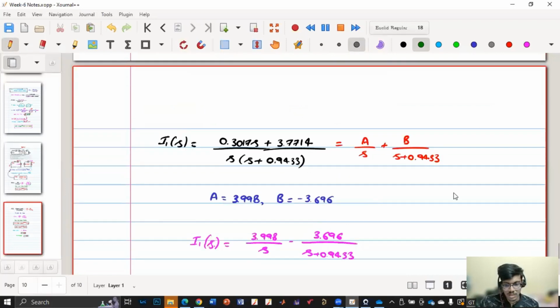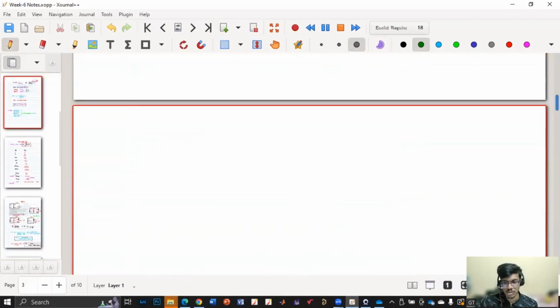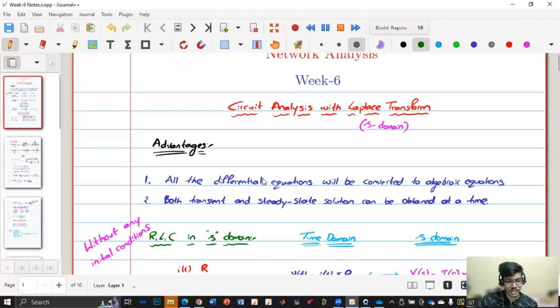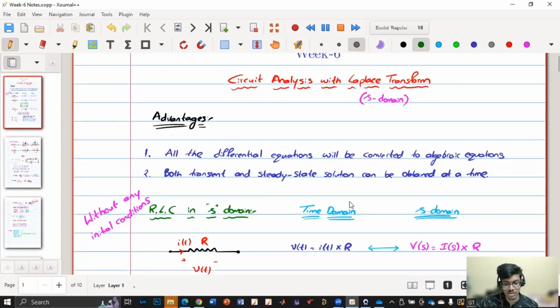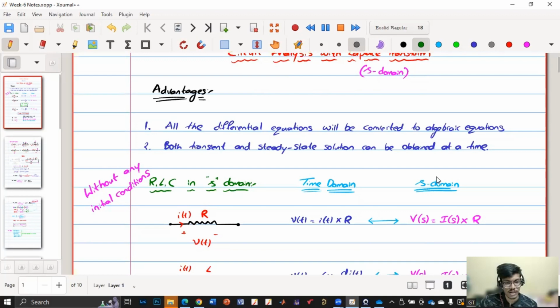Okay, let me just summarize what we have discussed today. Today we started with the advantages of Laplace transform. Mainly there are two advantages. One is there are no differential equations, everything is just algebraic equations, and also both transient and steady state solutions can be obtained at a time, because we are getting the overall solution considering the initial condition.